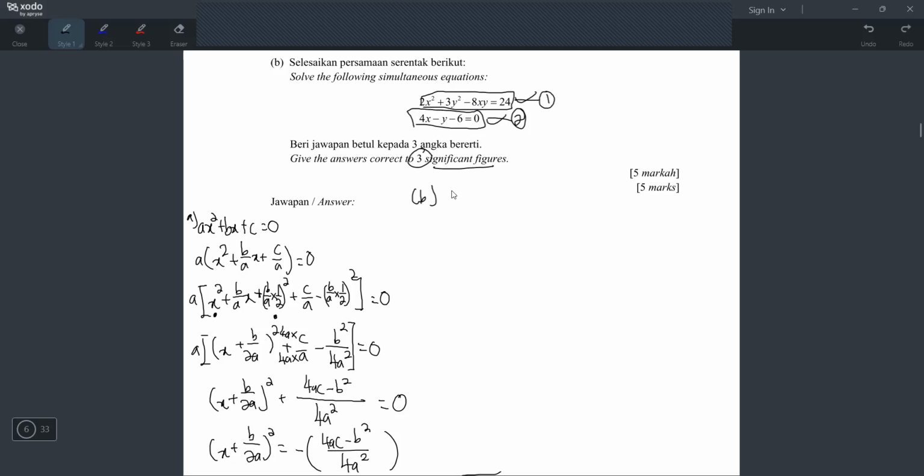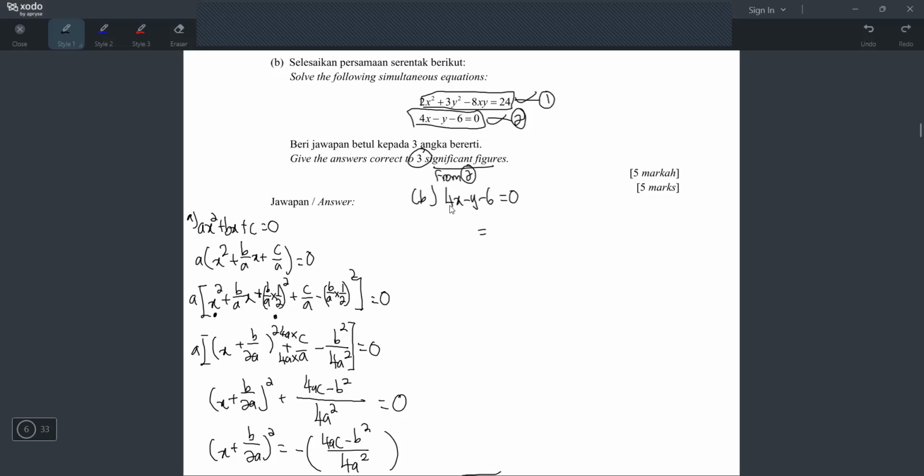But I will start from equation 2. The reason why is it's much easier to start from this equation, because it's very easy to make the y single or the x single from here instead of the first equation. So I'll just write down my equation 2, 4x minus y minus 6, and I'll write from equation 2 here, right? So what I will do now is I will make the y single.